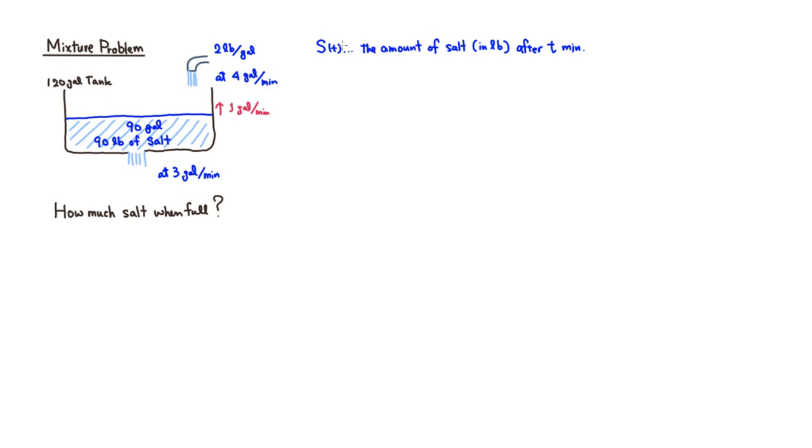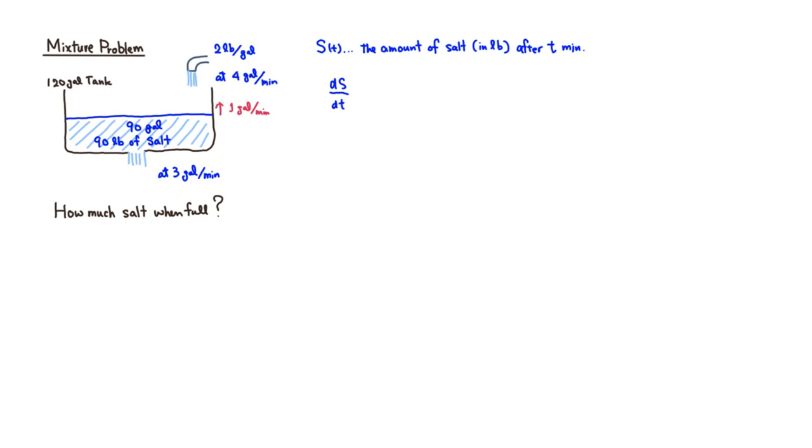All right, so here's the notation. S of t is the amount of salt in pounds after t minutes. So what we're looking for is S of 30, because it takes 30 minutes for the tank to be full. To do this problem, we're going to set up a differential equation. So let's think about the derivative, the rate of change of the amount of salt with respect to time.